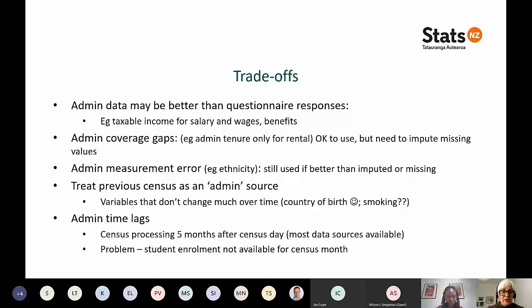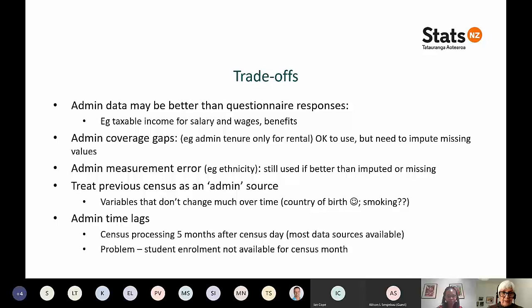Sometimes there is some measurement error in the administrative data. It's not quite what you want. An example there is ethnicity. People provide ethnicity at the doctors or education. It may not be quite what they would have responded in the census. But it was still far better for us to use that ethnic information that people had supplied themselves than to try and impute a value for them or to leave that information missing.